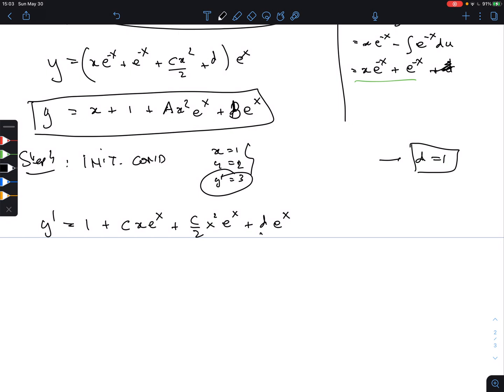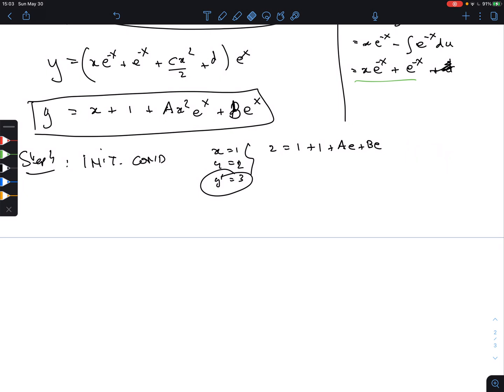So, let me do the thing over again. Okay, so let's now plug everything in. So if I plug in x is 1 and y is 2, 2 is 1 plus 1 plus a e plus b e, okay? So here we have to erase this part. So we see here that 2 is 1 plus 1, so we cancel, so 0 is equal to a e plus b e, we can cancel out the e, so we see that a plus b is equal to 0. Okay, that's the first condition.